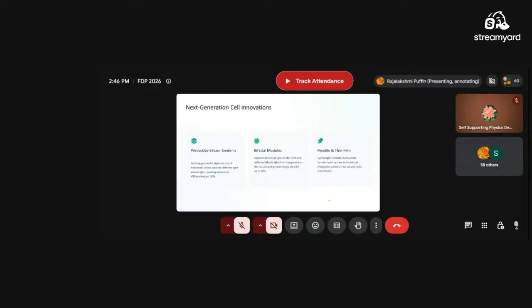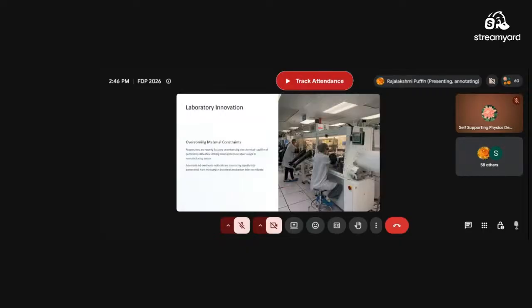So we cannot carry one, it is too heavy. This is the laboratory innovations. So if you want to overcome the material constraints, what do we have to do? We have to do research on this, look at the chemical stability, and focus on how to enhance the efficiency of the perovskite cell, and how we can replace gold or silver or something which is expensive.